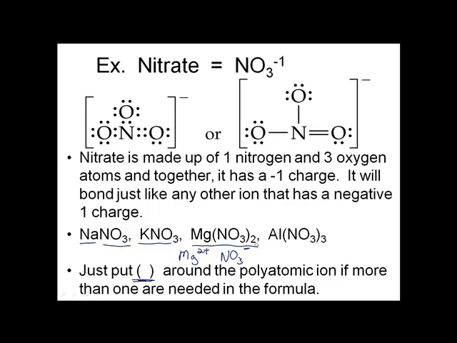If we didn't have parentheses, it would be MgNO3 2, and that looks like you have 32 oxygens. That's not what we have. We have 2 groups of NO3, and that's why we need the parentheses. We have 1 Mg for every 2 NO3s. Aluminum nitrate, the last one here, aluminum has a +3 charge, so we need 3 groups of the NO3.